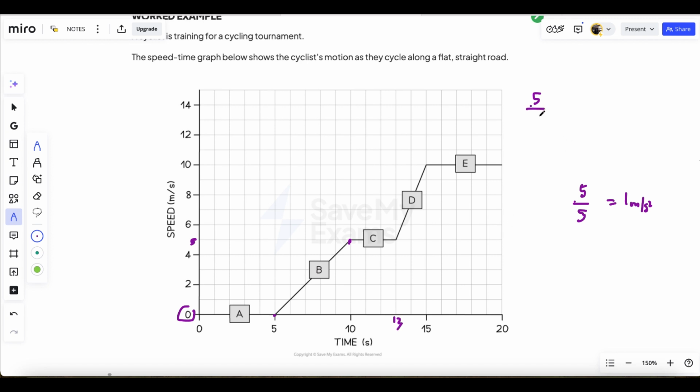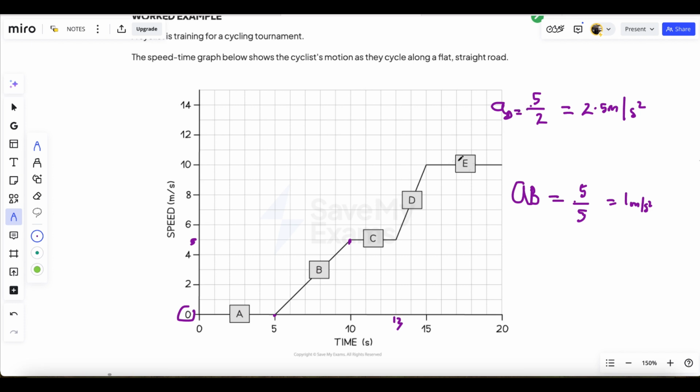So I say 5 divided by 2. You see I'll get my acceleration to be 2.5 meters per second square. So you can see that at point D he is moving with a constant acceleration of 2.5 meters per second square, which is higher than the acceleration at B. The acceleration at B is 1 meter per second square. The acceleration at D is 2.5 meters per second square.